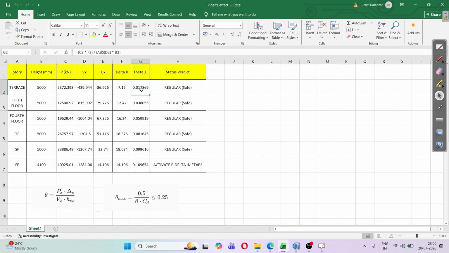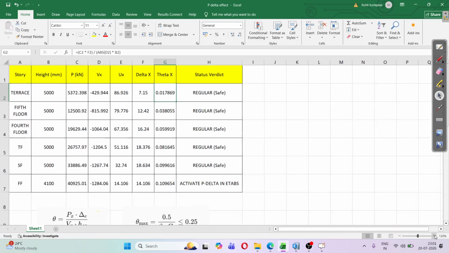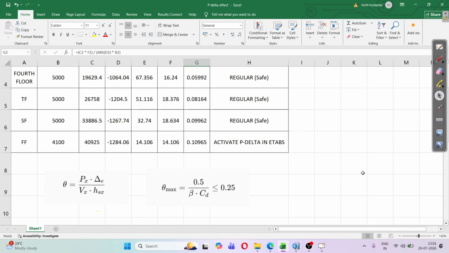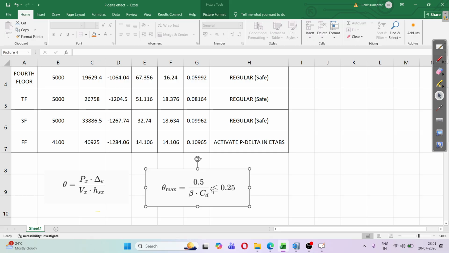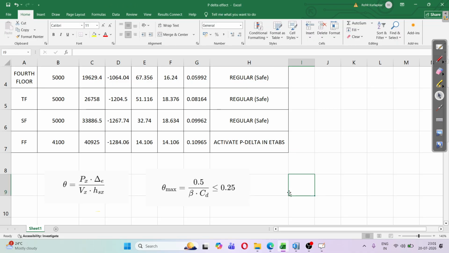Okay, and you have to compare this theta with theta max. So this is the formula for the theta max: theta max equals 0.5 by beta into Cd, which should be less than or equal to 0.25. So this is the maximum theta formula. Cd values are given in the ASCE code, and the beta value is generally kept as 1. So you can get theta max.